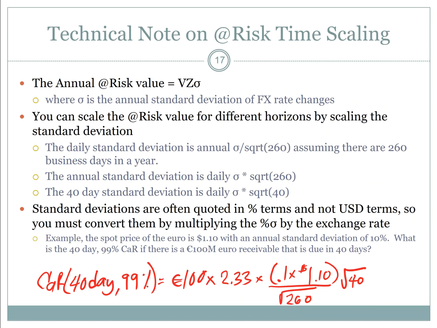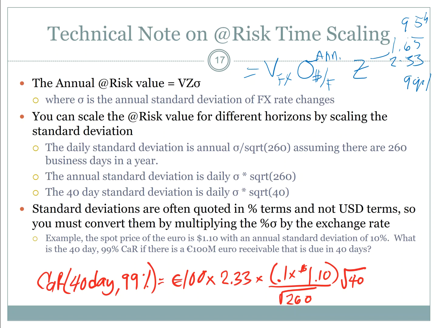A technical note on at-risk and time scaling. We said that the EAR or CAR is V, my value in the foreign currency, times the standard deviation, which is the dollar per FX annualized standard deviation, times my Z, which is either 1.65 or 2.33 for a 95% or a 99% confidence interval, EAR or CAR.